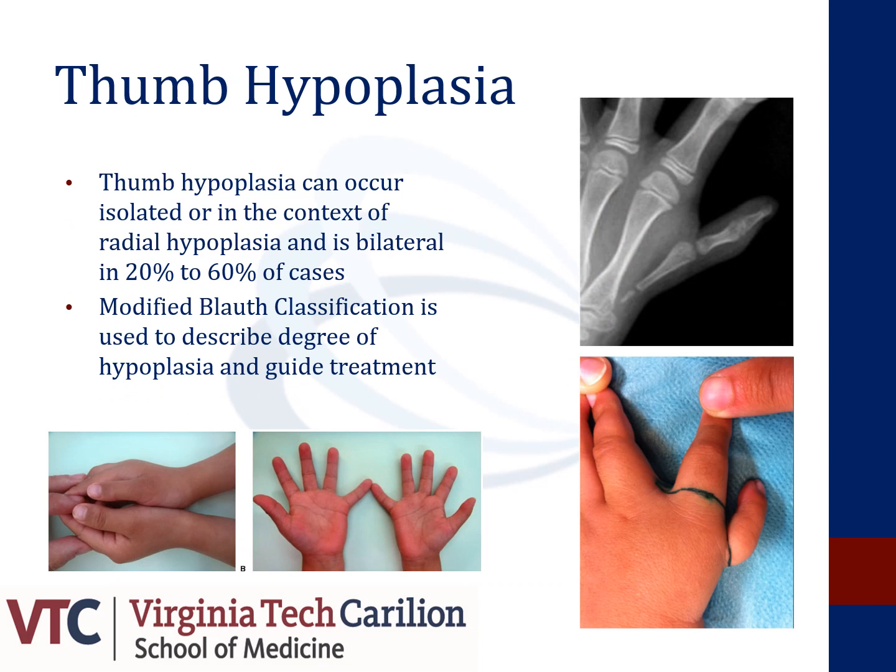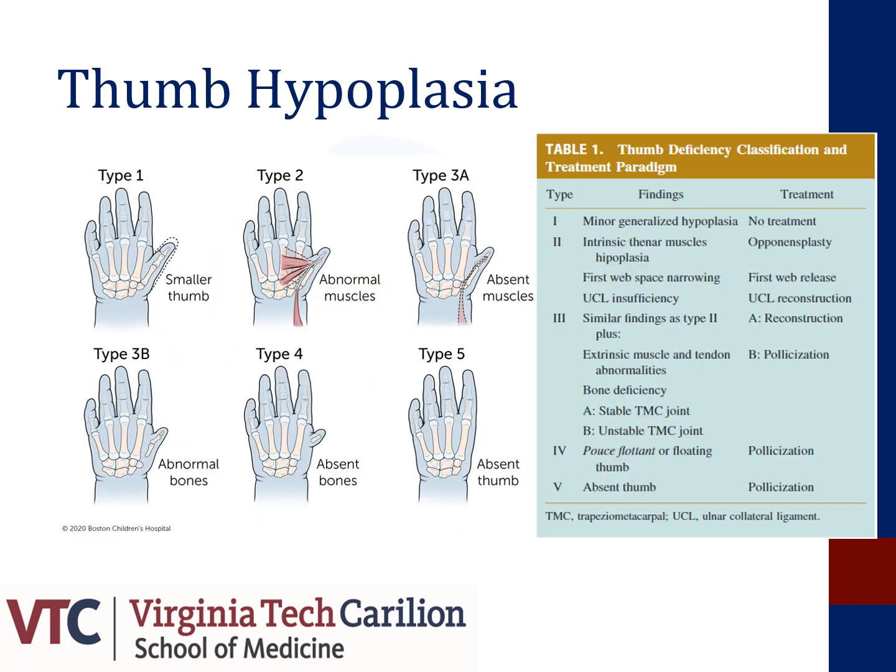Next, we'll talk about thumb hypoplasia, and this can occur independently or in the context of radial hypoplasia or radial longitudinal deficiency. It's bilateral in about 20 to 60% of patients. The treatment is heavily dependent upon the presence or absence of a stable carpometacarpal joint. There are 5 types of thumb hypoplasia, ranging from mild to complete absence of the thumb.